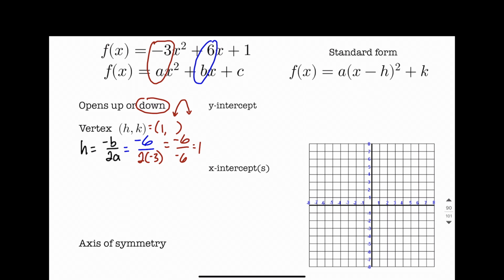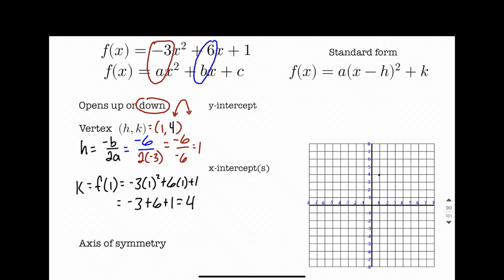Now we'd like to find the y value, k. I think the easiest way to go about this is to use the x value we already know and evaluate the original function at this x value. So plug 1 in for each of the x's in the original function. This will be negative 3 times 1 squared plus 6 times 1 plus 1, or negative 3 plus 6 plus 1, which overall works out to be 4. So (1, 4) is going to be our vertex.